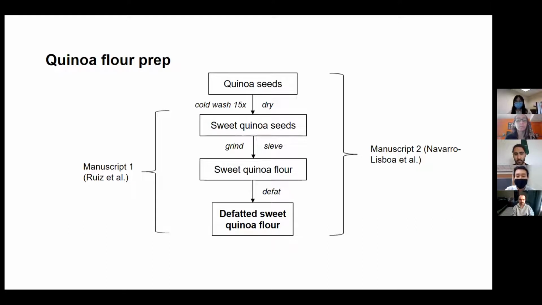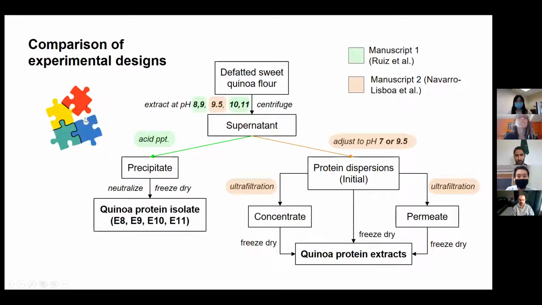And from then on, both papers prepped the sample similarly. They ground the seeds, they sifted them, and produced the flour. And obviously after that, they had to defat the flour to prevent interference with their assays and other processing steps.